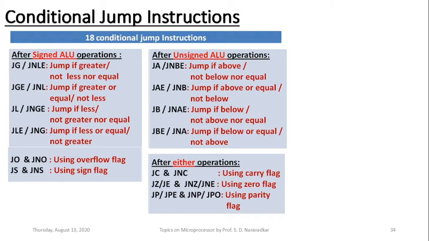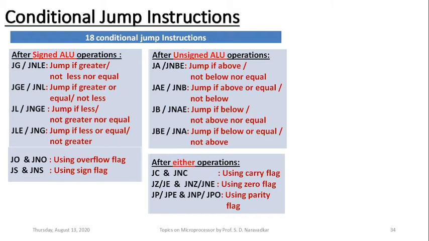Then jump if 0 JZ and JNZ, jump if not 0. Depending on that zero flag set or reset condition, that jump will take place. Of course, jump if 0 has an alternate mnemonic, jump if equal, JE. Similarly, jump if not 0 also has the alternate mnemonic, jump if not equal, JNE. Okay, you can use them.